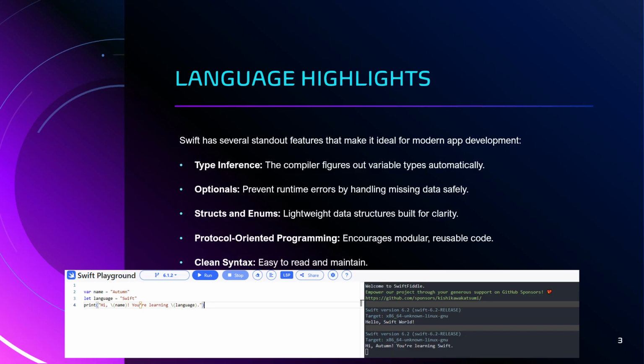Okay, so we have the language highlights. Some of the most important features of Swift are its type inference, optionals, and protocol-oriented design. Type inference means Swift automatically figures out the type of data you're working with, which keeps the code simple and safe. Optionals protect against crashes by handling missing data, and protocols help organize reusable behaviors across different types of objects.